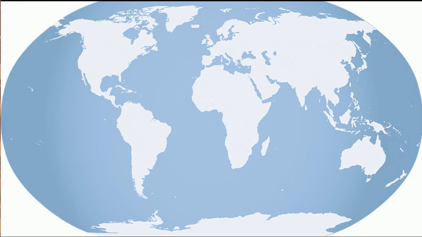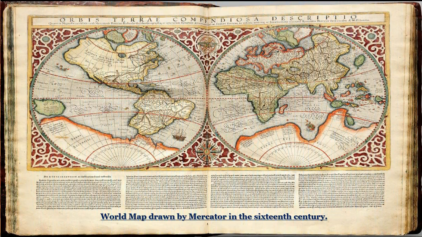As you can see here in this particular slide, this is a world map. This was drawn by Mercator in the 16th century. He was a map maker from Belgium. This picture is of the world map which was drawn by Mercator.